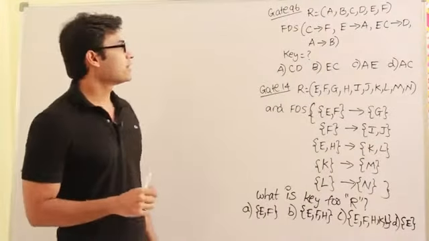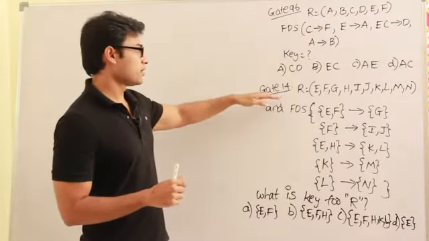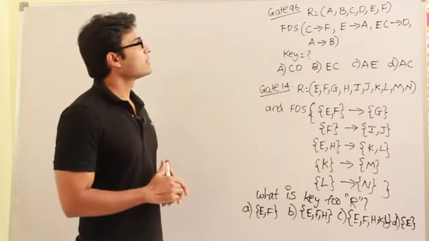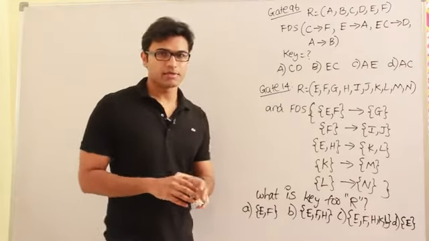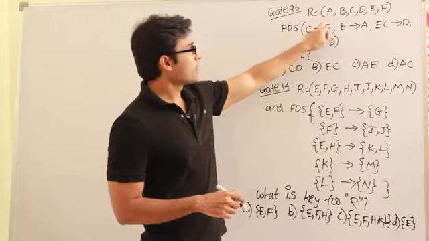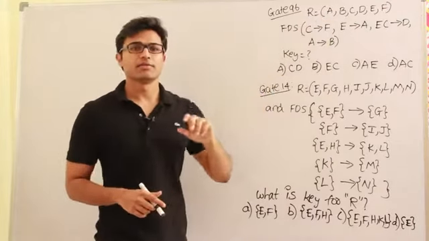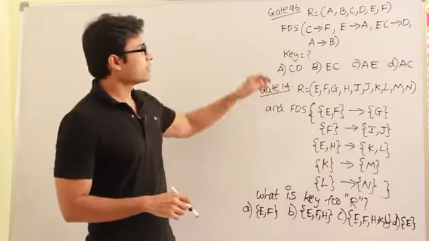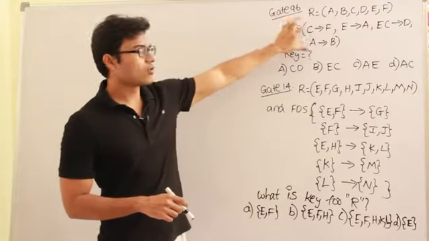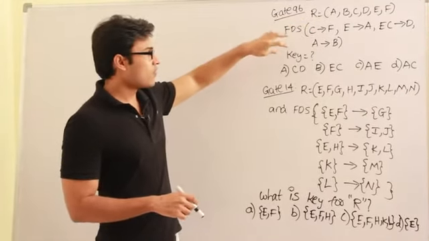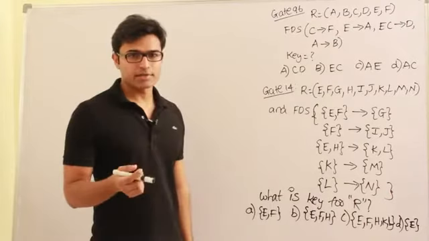This question is given in GATE 96, the first one, and then GATE 2014. They are saying that we have a relation table, which has the attributes A, B, C, D, E, F. Now they are saying if these functional dependencies hold on the database, then what might be the key? They are asking about the key.